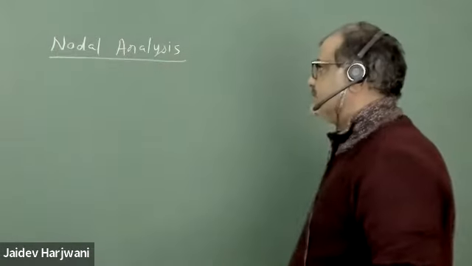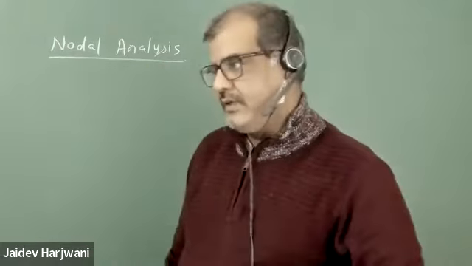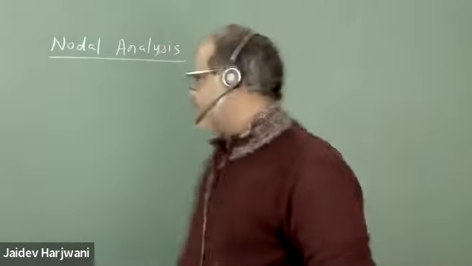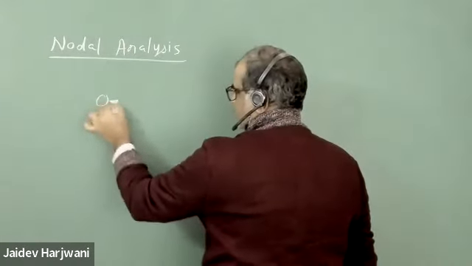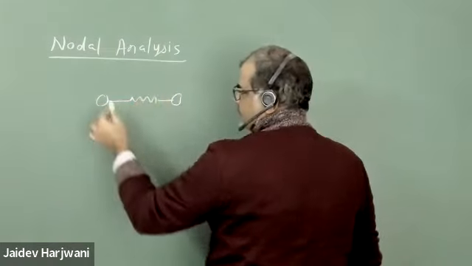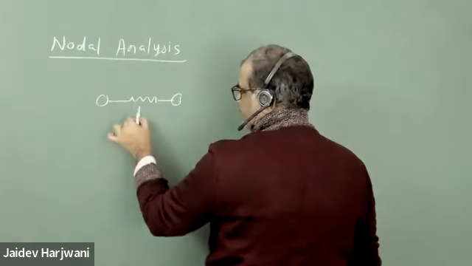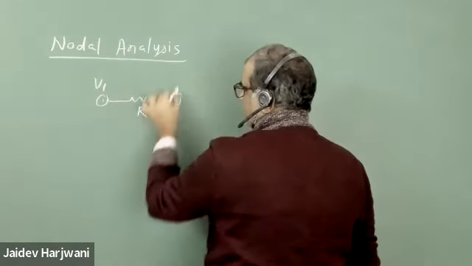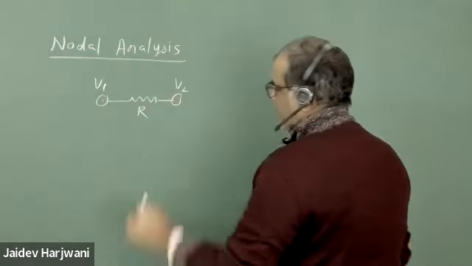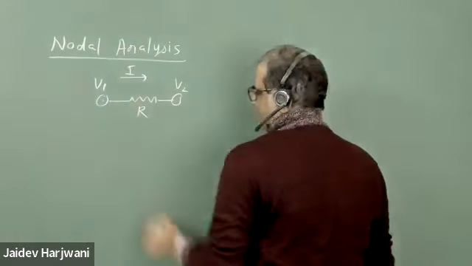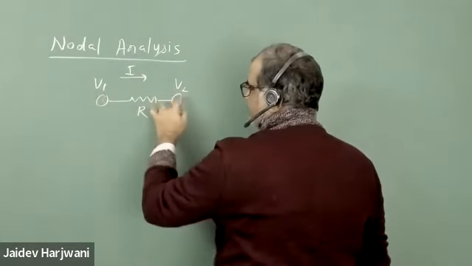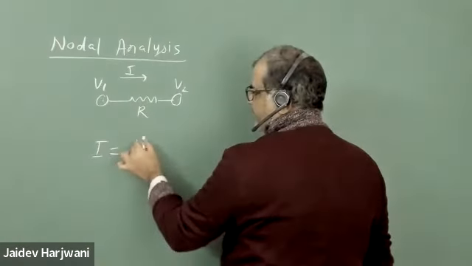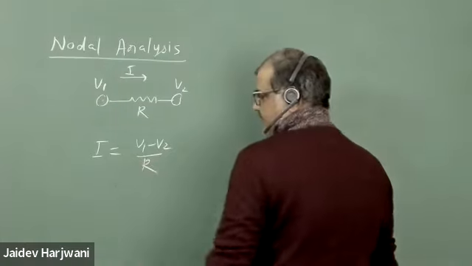So the nodal analysis technique is basically this: we try to calculate the voltages of the nodes. For example, we have a circuit and say two nodes. We try to find the voltages of the nodes. Suppose this voltage is v1 and this voltage is v2, and if I want to find the current, if I know the voltages of the nodes, I can calculate the current immediately. So in this case I can write v1 minus v2 by r.